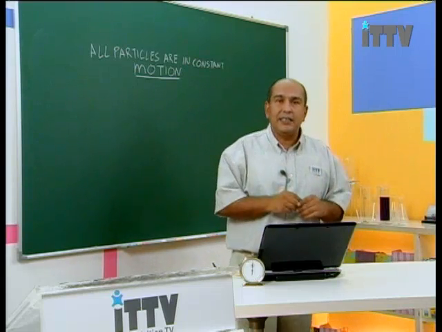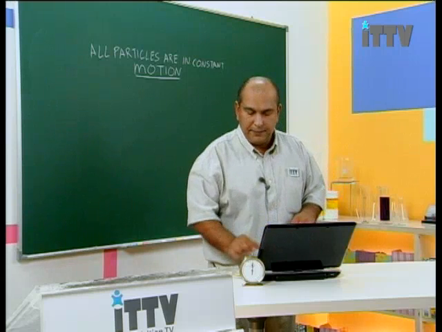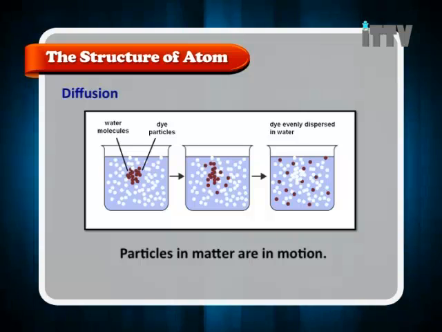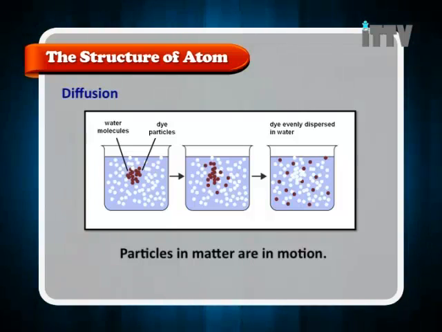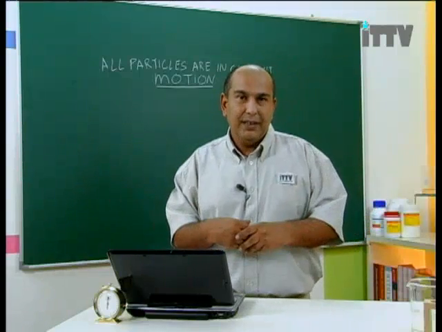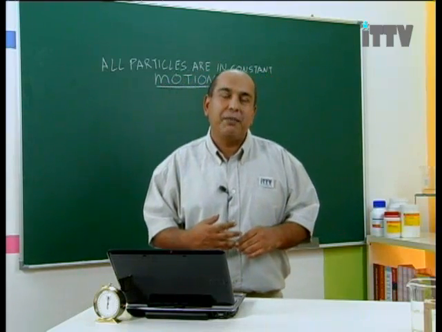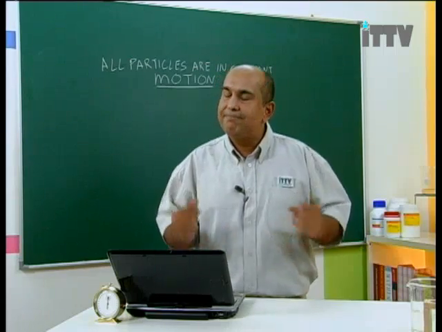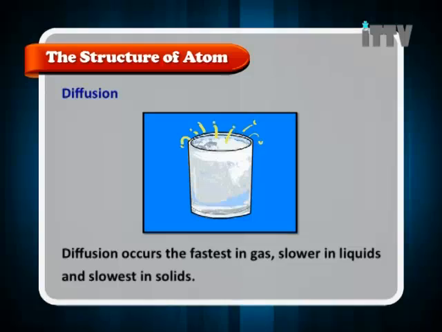As with all things in science, we must be able to prove the statement that we are making. Diffusion. Particles in matter are in motion. How do we prove this statement? Well, in order to prove something, we need to do an experiment. And since the time of Galileo, who changed our way of thinking about science from a theoretical to an experimental science, the only way to prove something is by an experiment.